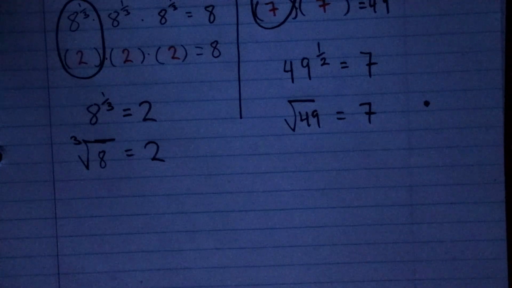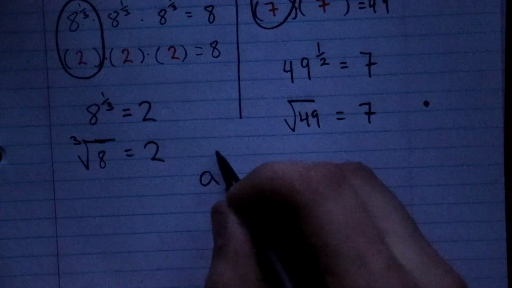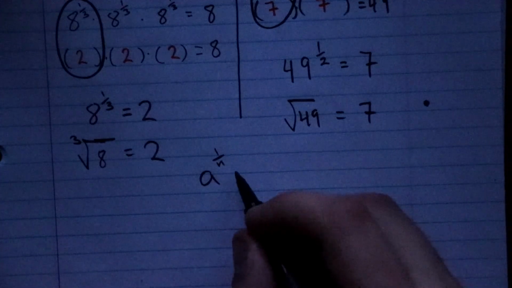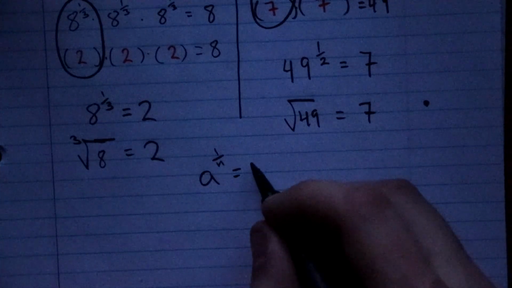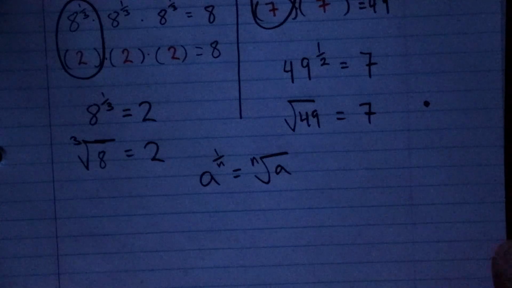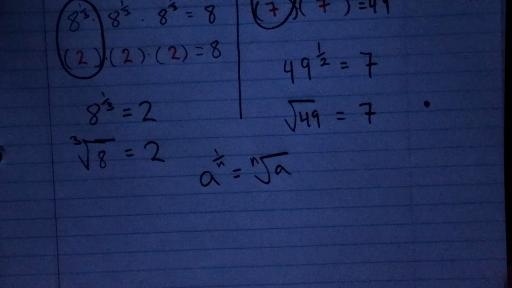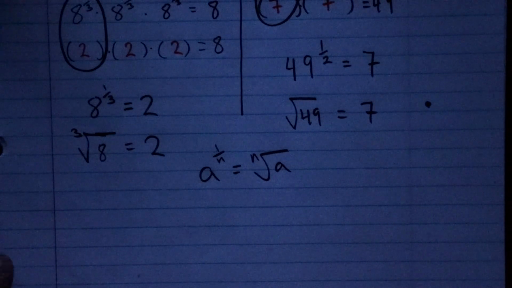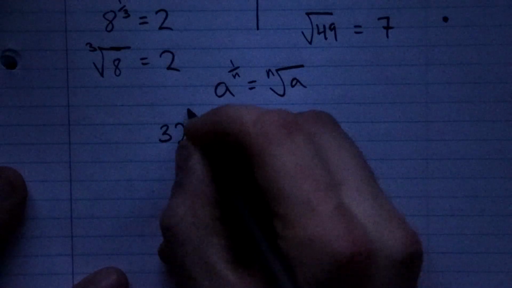So that's where the expression comes from, that if we have a number to some sort of fractional exponent, it's going to be the nth root of that number. Let's look at another example to kind of justify that. 32 to the 1/5.